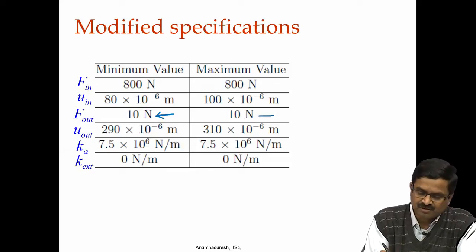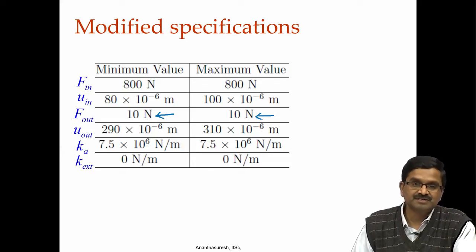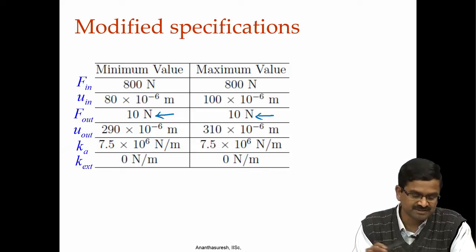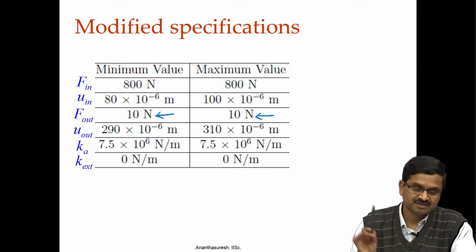What was 200 newtons, we decreased it to 10 newtons, rest of it stays the same: 800 newtons of input force over 80 to 100 microns of input displacement. Output is only 10 newtons now and output displacement is again nominally 300 microns, but it can be plus or minus 10 microns. And then we have actuator stiffness 7.5 into 10 power 6 Newton per meter, no external spring force.